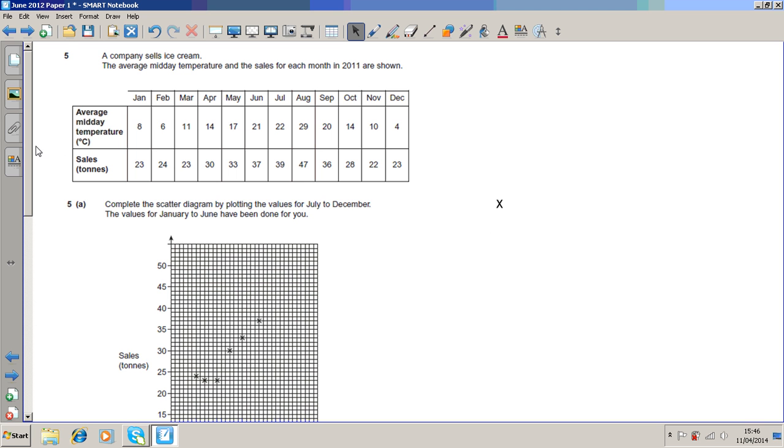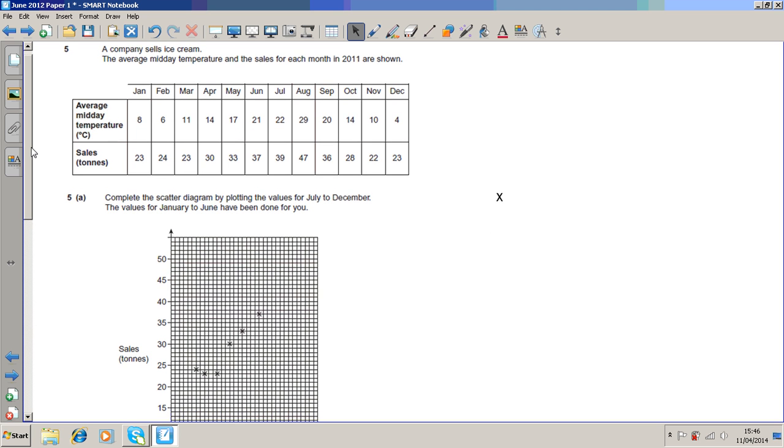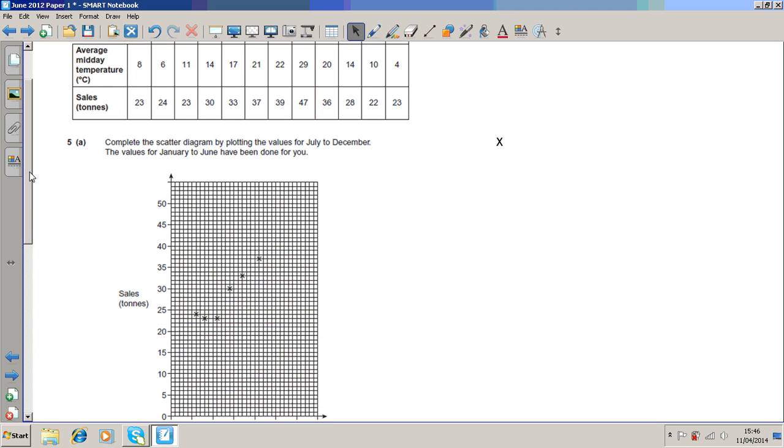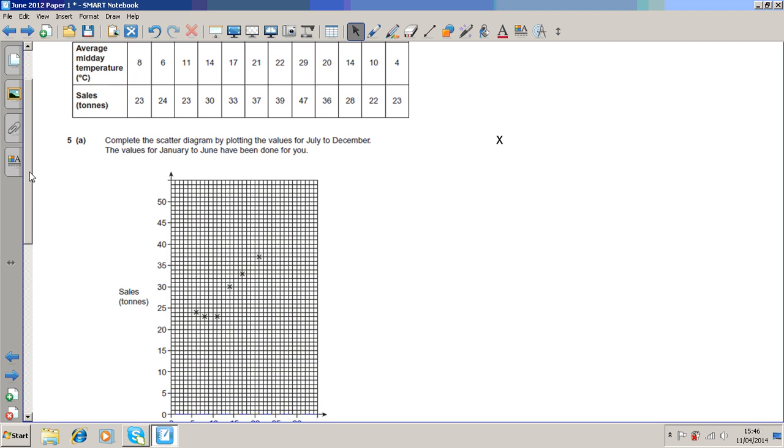Complete the scatter graph for the ice cream sales. Temperature against sales. Okay, so they've done January to June. We've got to do July, so January, March, July. Temperature 22 and 39 on the sales. So 22 is there, 39 on the sales is there. I'm not sure I've got that perfect. It's a bit tricky on the computer, but I'm sure you lot will manage.